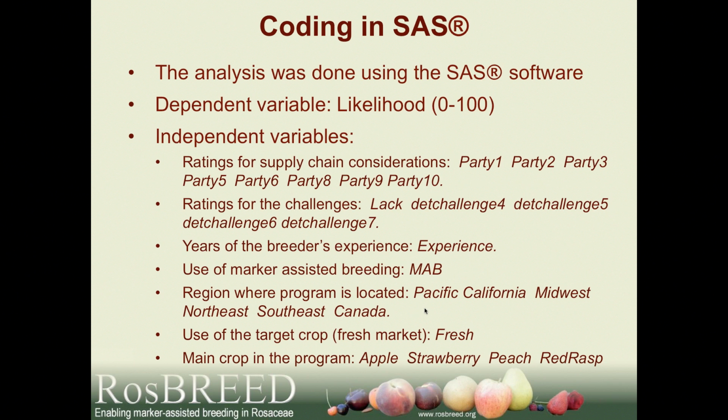The regions include Pacific, California, Midwest, Northeast, Southeast, and Canada. For the use of targeted crop, whether it's fresh or processed, we use fresh to indicate it. It's an indicator variable. For the main crop in the program, here we use apple, strawberry, peach, and red raspberry. Those are the main crops in the program. This is the short variable name.